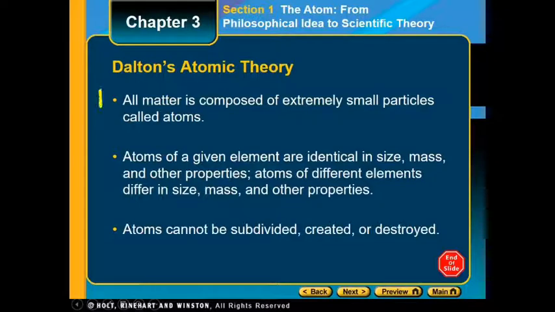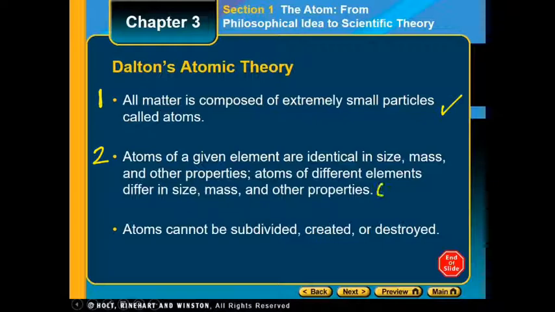So the first one: all matter is composed of extremely small particles called atoms. I'd put a check mark beside that because that still holds true today. Number 2, Dalton says atoms of a given element are identical in size, mass, and other properties. Atoms of a different element are different in size, mass, and other properties. So he's saying all the atoms of oxygen are identical, but they will be different from all of the atoms of hydrogen, or oxygen is different from nitrogen, and so on.